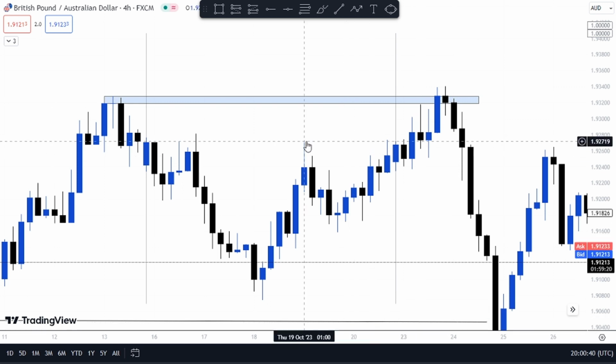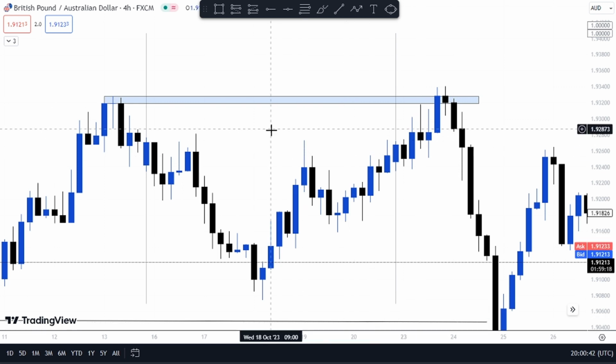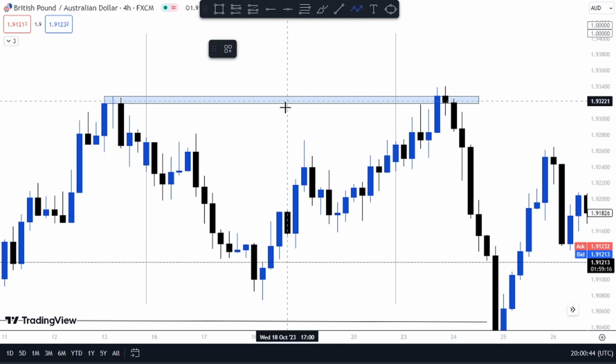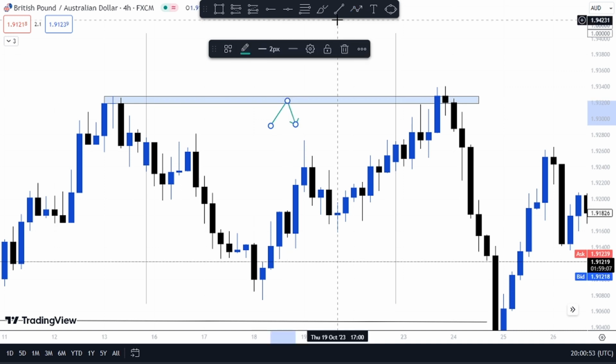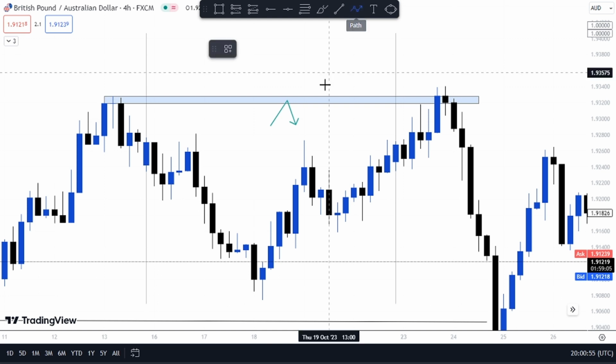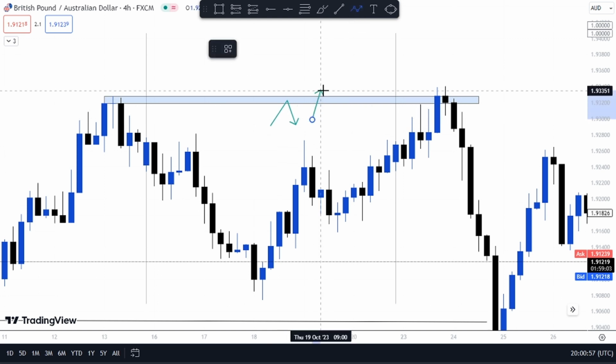Okay, when it came here, now first things first, what I look out for is I want to see the market enter this region, then return. Okay, I also want to see a wick.